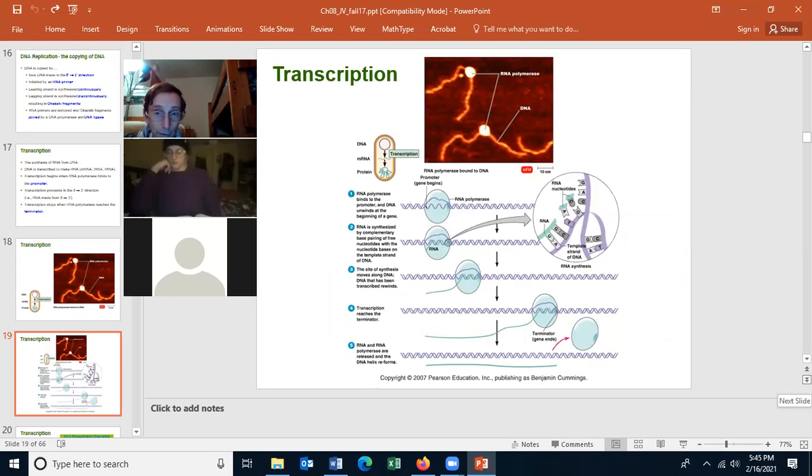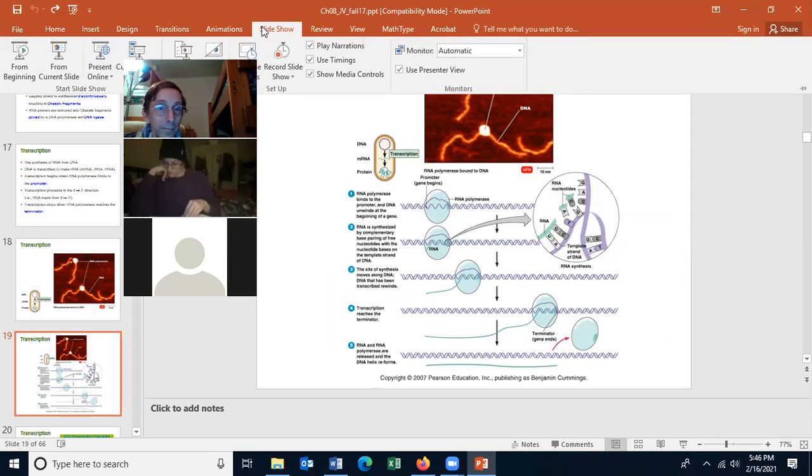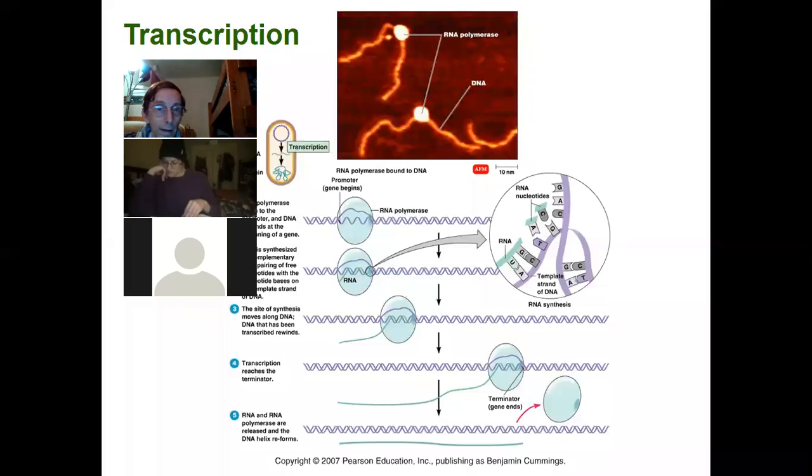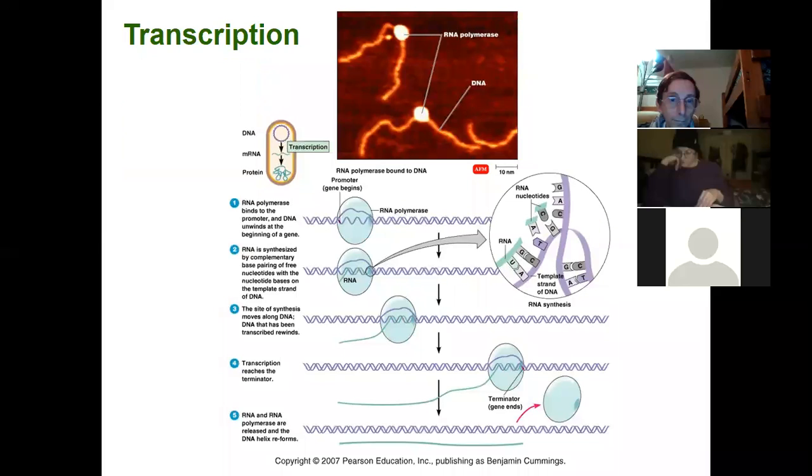All right, let's go through transcription in a little more detail. So here's the gene. Let me blow that up. Here is the gene. And the promoter is right here on the DNA. And that's where the RNA polymerase will bind to the DNA. And then it just moves down the DNA, copying the DNA to make RNA.